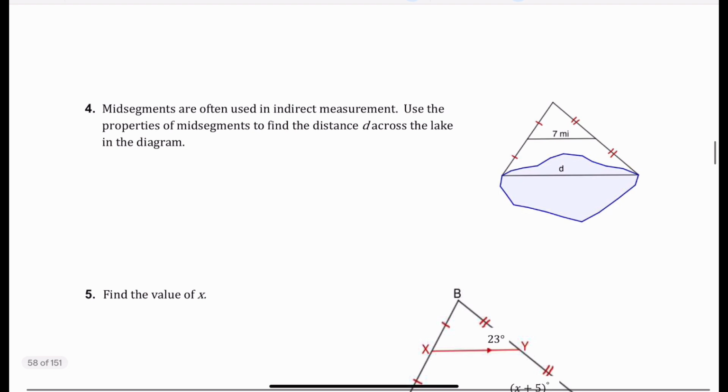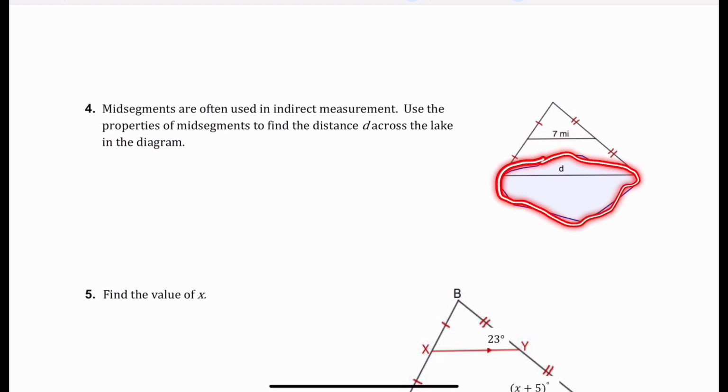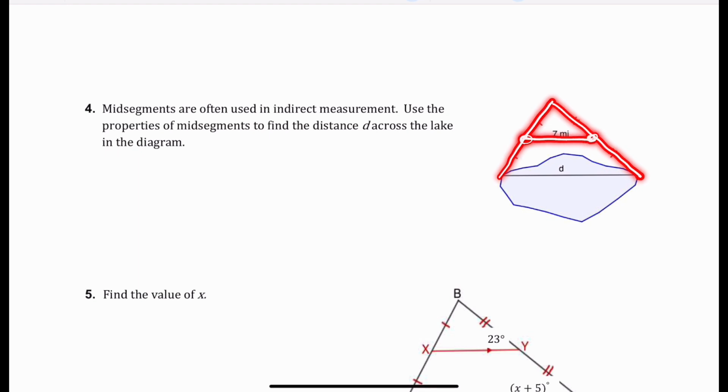Mid-segments are often used in indirect measurement. So if I know that this is 7, like if this is a lake here, and I wanted to find the distance across the lake, what I could do is find the endpoints of the lake and make a triangle out of it, and find the midpoints of these two. This is 7 miles. This distance across the lake has to be twice that. So this would be 14 miles across.